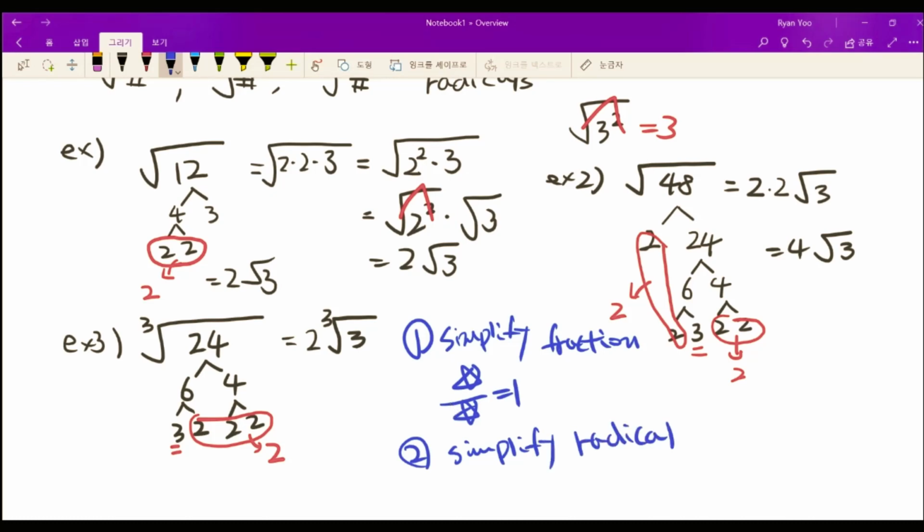And all you need to know is, depending on the index, the 2 in the square root, this 2 is called the index, and this 3 is called the index. Depending on the root, for a square root you need exactly the same two numbers and one of them comes out. If it's a cube root, then you need exactly the same 3 numbers, then one of them will come out.